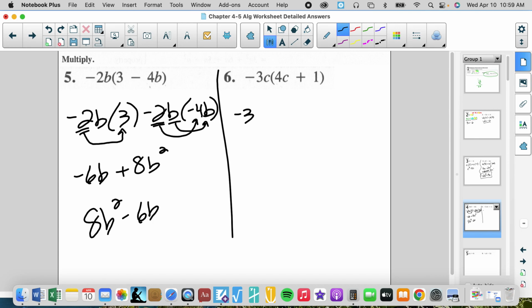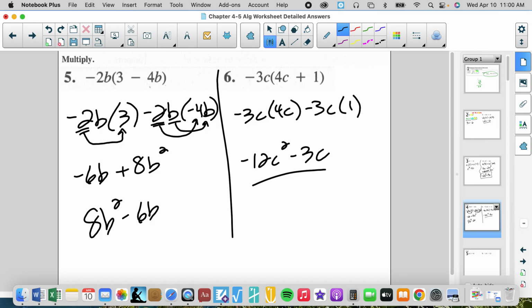So we have negative 3c times 4c minus 3c times 1. Negative 3c times 4c is negative 12c squared. Negative 3c times 1 is negative 3c. We can't combine these two. Even though they have the same variables, they are unlike terms because like terms have the same variable to the same exponent.